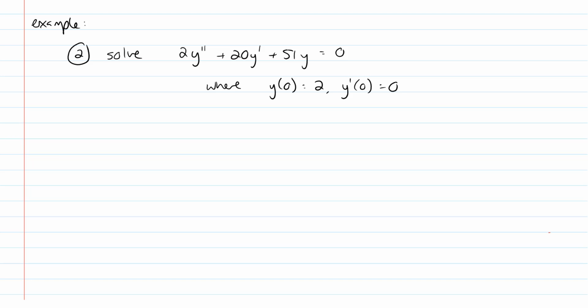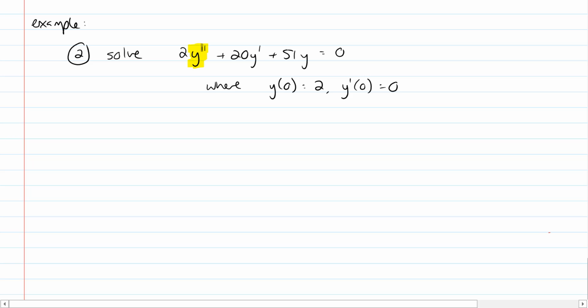We're still working on Laplace transforms, and in this video we are doing examples of initial value problems, or IVPs, involving translations on the s-axis. So for this example, we're solving 2y'' + 20y' + 51y = 0, where our initial conditions are y(0) = 2 and y'(0) = 0. So we're first going to take the Laplace transform of both sides.